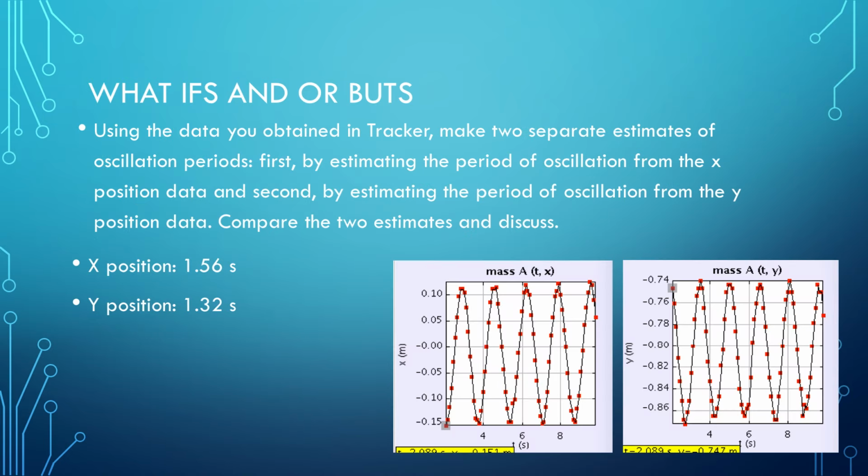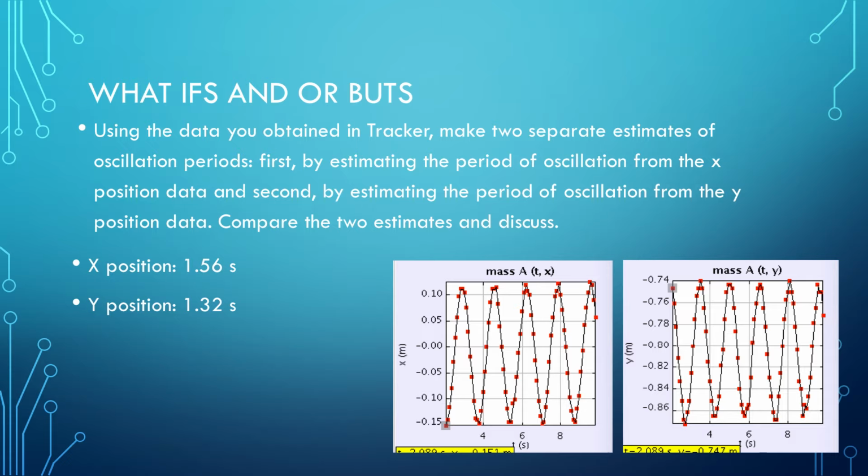And the other question was, using the data you obtained in Tracker, make 2 separate estimates of the oscillation periods. The first one is estimating the period of oscillation from the X position data, and the second one is estimating the period of oscillation from the Y position data. Then we wanted to compare the 2 estimates and discuss.